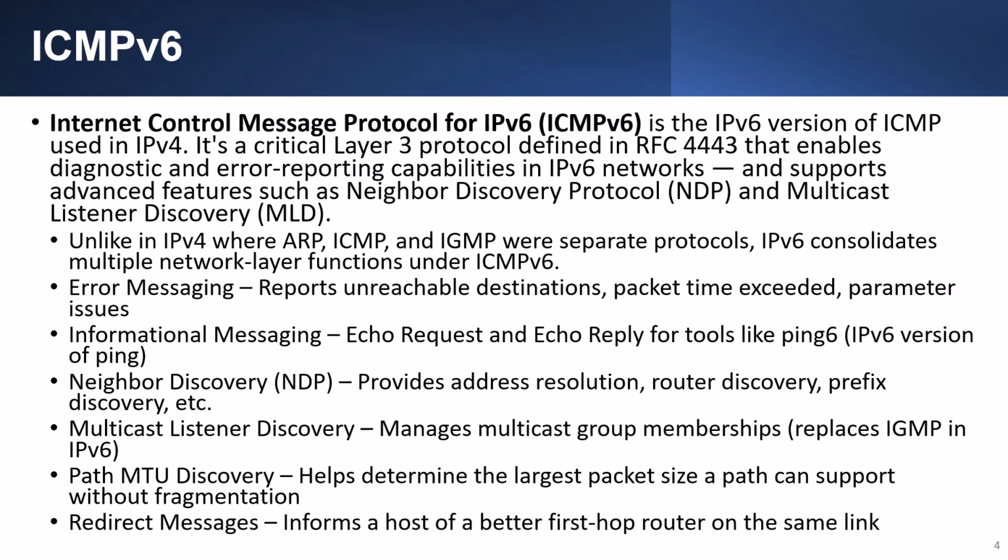Error messaging reports unreachable destinations, packet time exceeded, and parameter issues. Informational messaging includes echo request and echo reply for tools like Ping 6. Neighbor Discovery, or NDP, provides address resolution, router discovery, prefix discovery, and so forth. Multicast Listener Discovery manages multicast group memberships, which replaces IGMP in IP version 6. Path MTU Discovery helps determine the largest packet size the path can support without fragmentation. Redirect messages inform the host of a better first hop router on the same link.